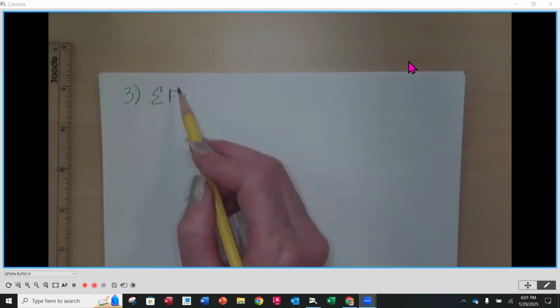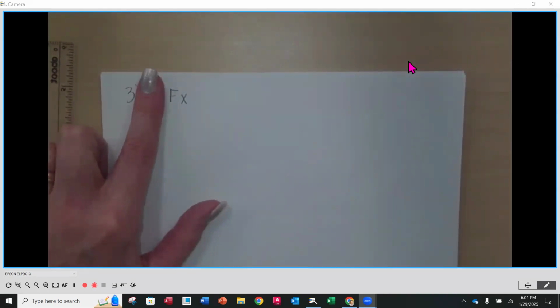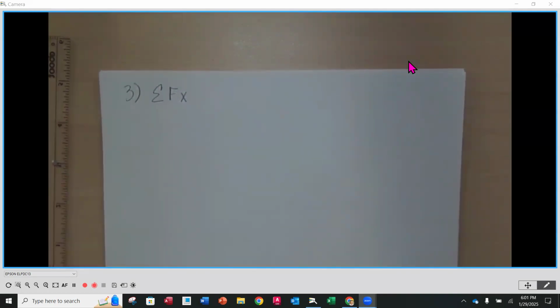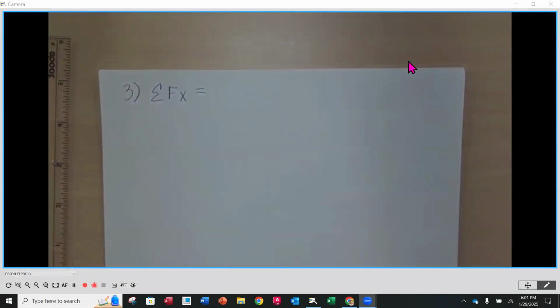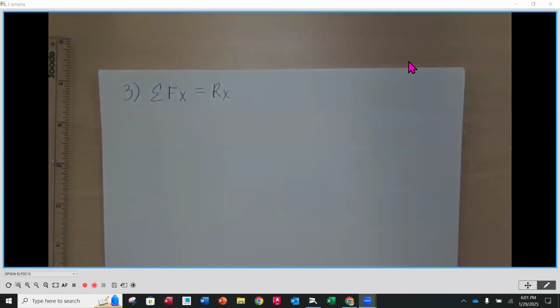You have to write it just like this. You're not going to leave it as F of x. We're going to sum the forces, that's what that symbol does, so you have to show that symbol in front. Sum the forces in the x direction. That is going to be equal to our resultant X component. So what we're trying to find out for our final resultant is, what is the net effect in the X direction? And that's what we're going to do with the sum of the forces in the X.